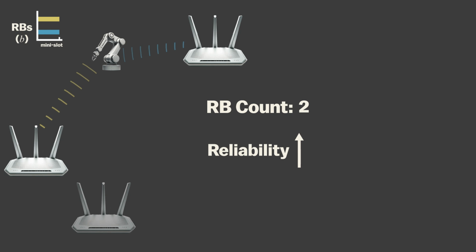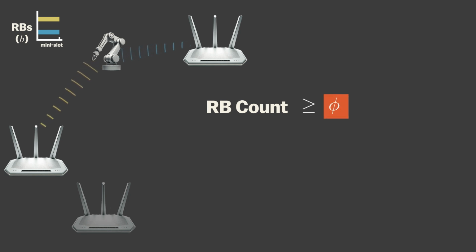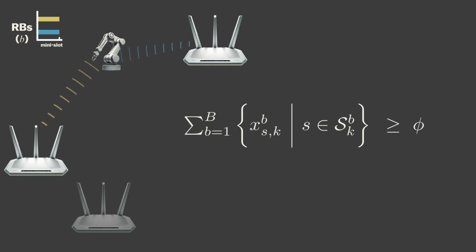To achieve 6-9 reliability, we set another predefined threshold, phi, representing the minimum required number of good RBs. Here, set S is the subset of eligible ORUs we found earlier. This constraint will ensure the number of high-quality RBs allocated to a UE meets the minimum required number.